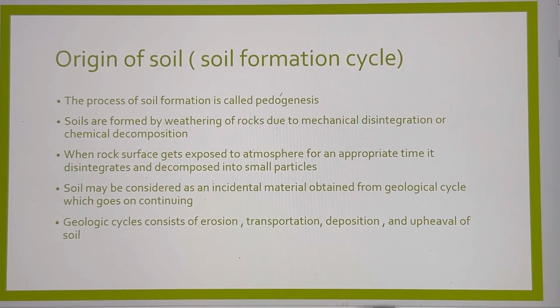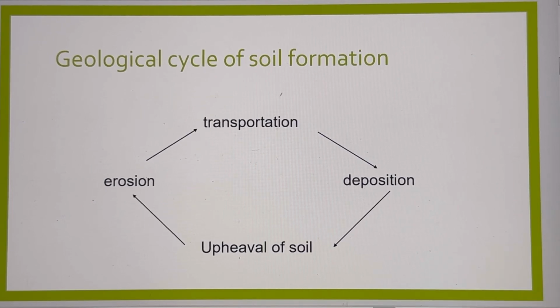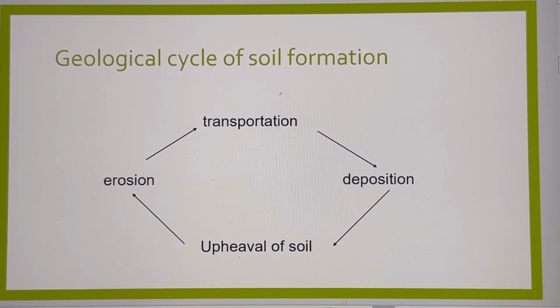I will show you the diagram of how it is formed. The geological cycle of the soil formation. Remember this diagram, and you will be able to write how soil is formed. This is a very simple diagram. In this, you have erosion. First, soil gets eroded, then it is transported with various agencies, that is water, air, glacial ice. Then it is deposited at some point, and then upheaval of the soil occurs. This way soil is formed.